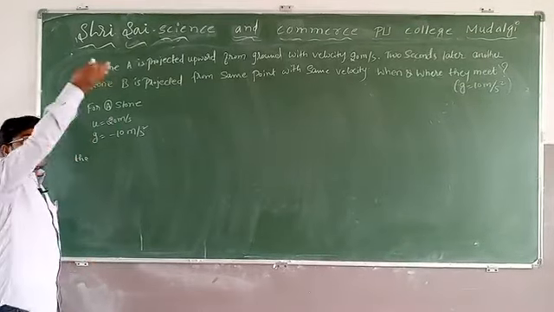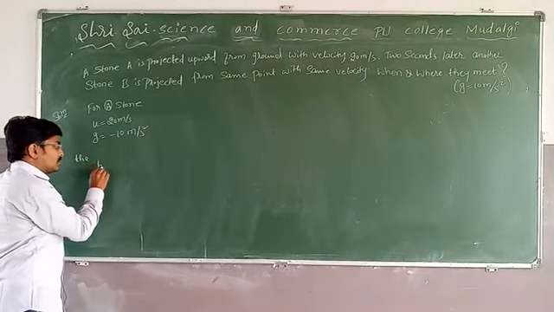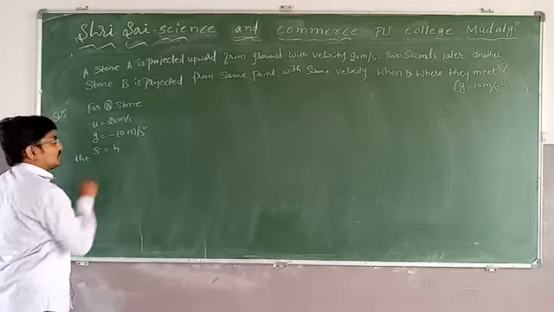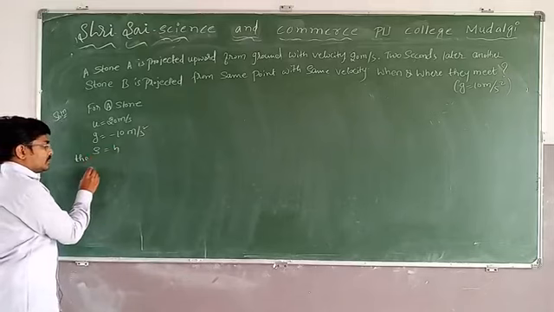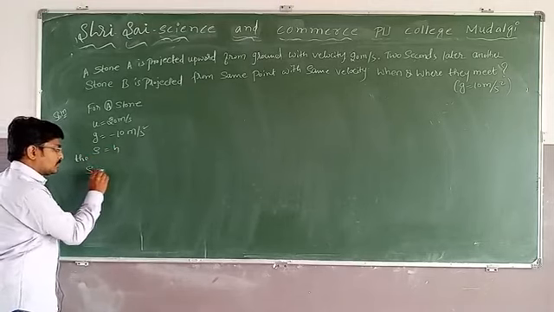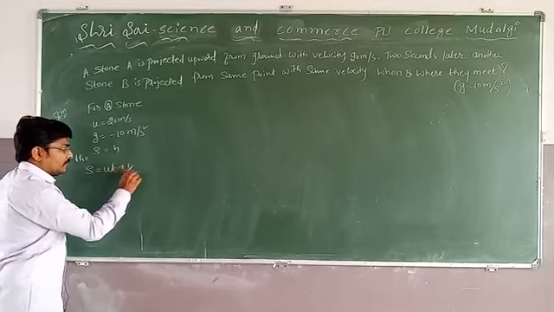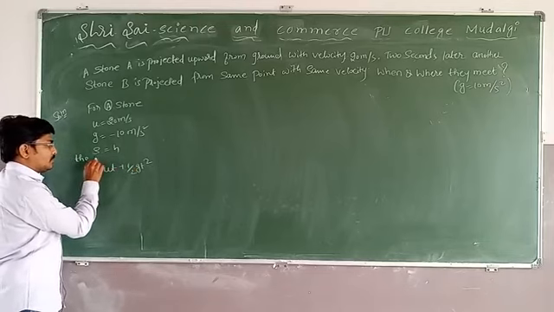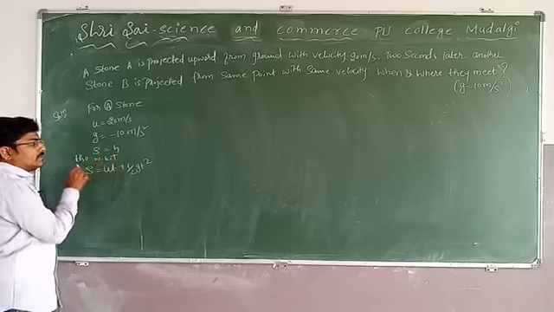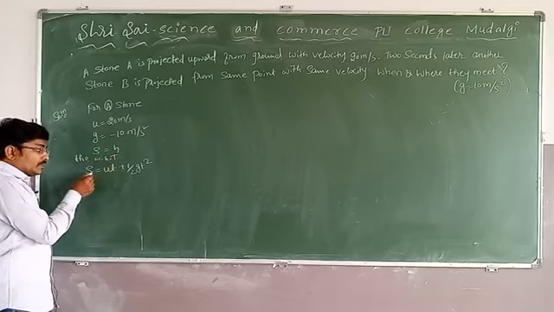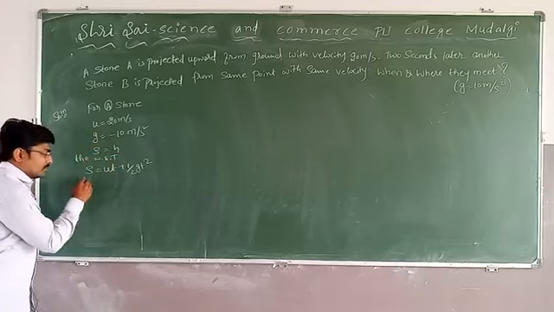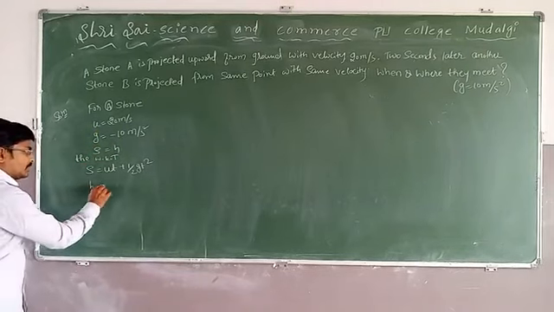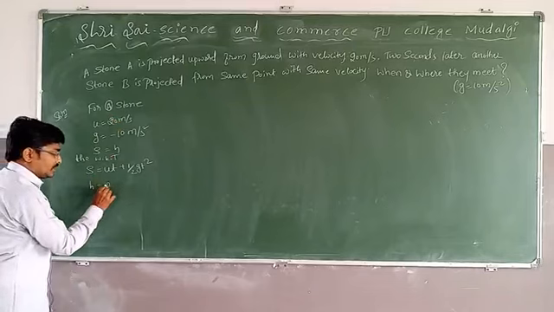How much height it has covered, displaced? H is equal to S. We know that S is equal to ut plus half gt square. We know the formula. In this formula, go on and fill in the values. In place of S, you can write H. What is the u? 20.